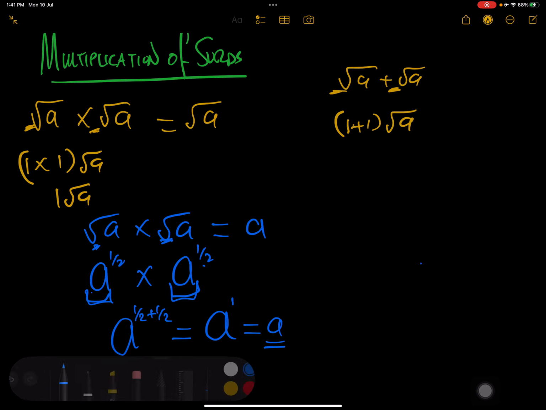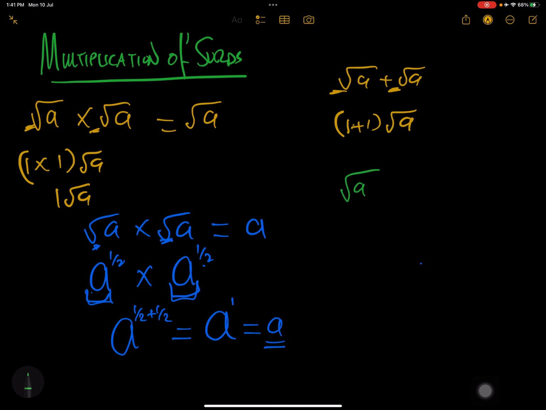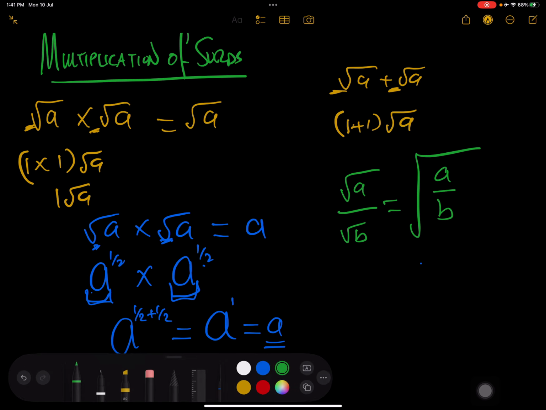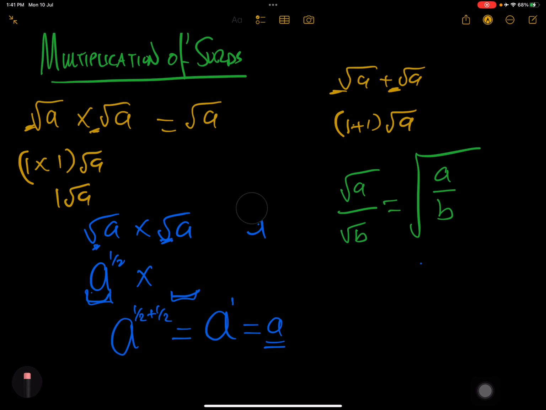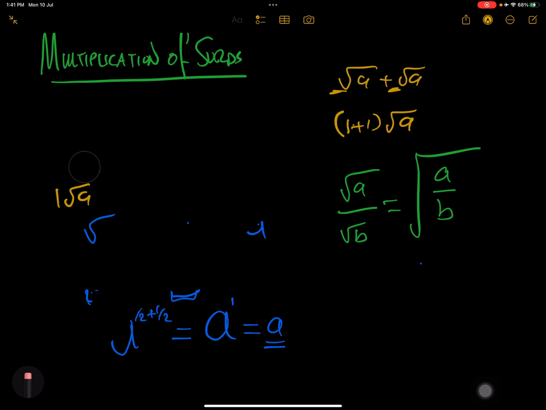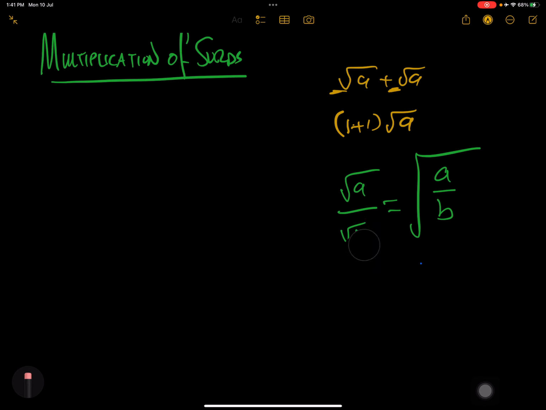If you also have another rule, let's say square root of a divided by square root of b, it's the same as writing it this way, a over b, with the whole square root taken over it. All right, so please don't forget something like that. Don't forget those rules.